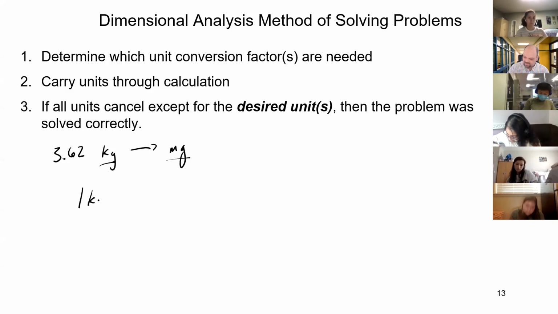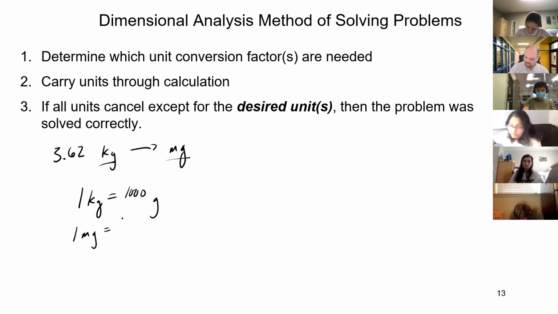And so 1 kilogram is equal to how many grams? Anybody? It's 1,000, absolutely. And how about milligrams? 1 milligram is equal to 0.001 grams. I'm A-okay if you keep this as 10 to the third and 10 to the negative third. If you want to keep it as decimals, fine. If you want to keep them as what we call factors, that's fine too.